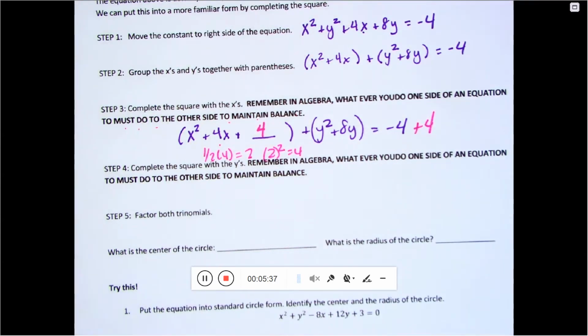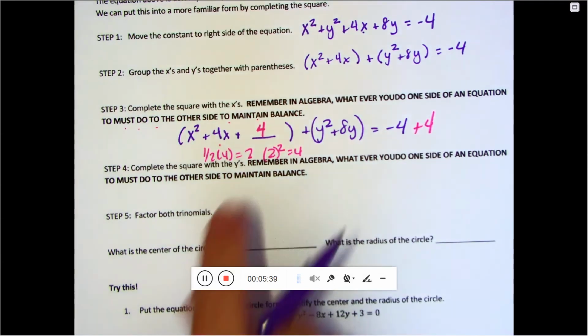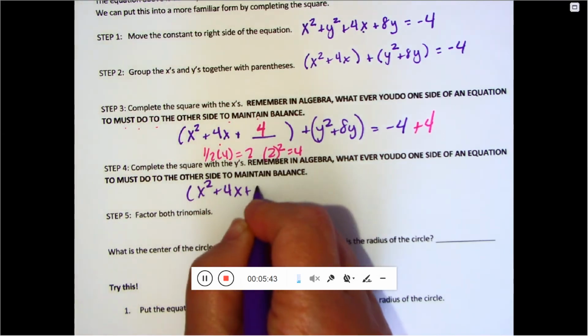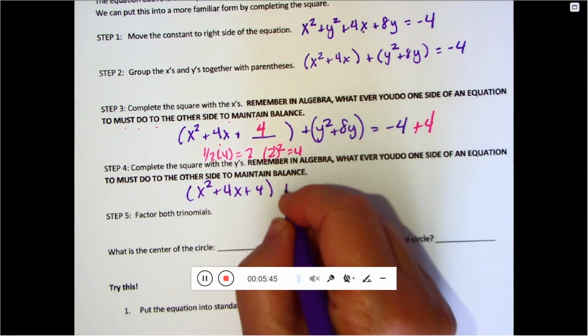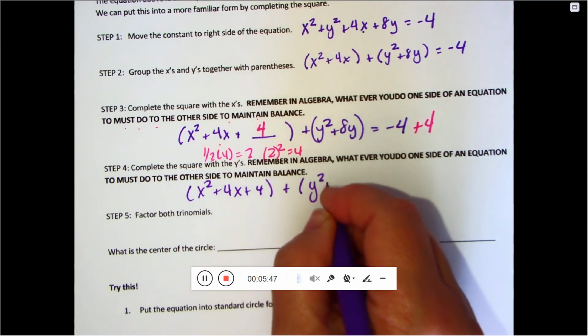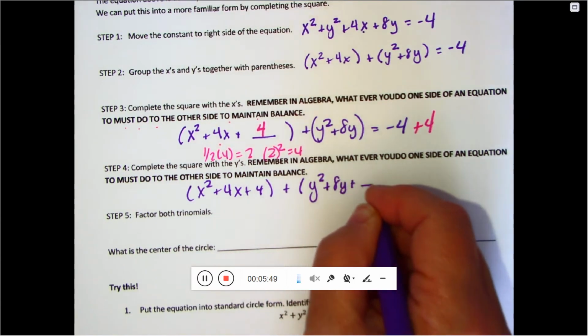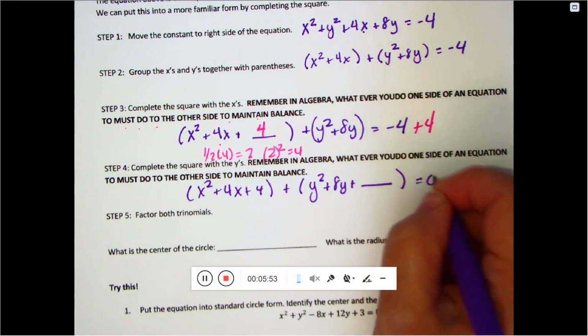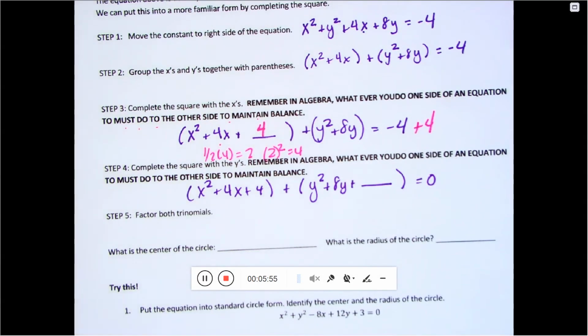Okay, so what I have here now is x squared plus 4x plus 4. Okay, now I'm going to do that same process. I'm going to complete the square with the y's. So I'm going to leave a blank. And this now becomes a 0 over here, negative 4 plus 4.